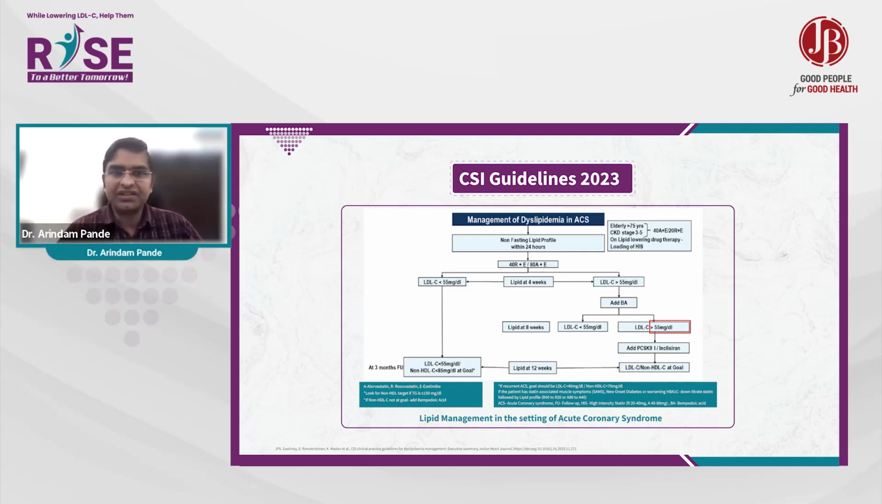I have already summed this up, and this is the CSI 2023 Kolkata guideline, which suggests that anybody who is not reaching LDL cholesterol less than 55 with a stepwise approach are candidates for both PCSK9 or inclisiran therapy.